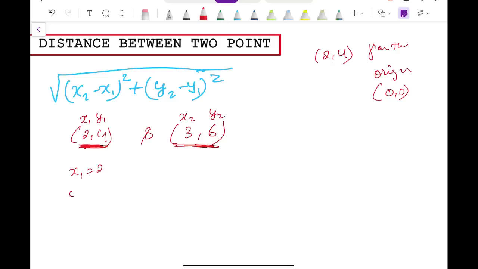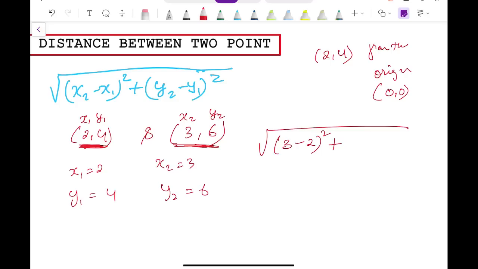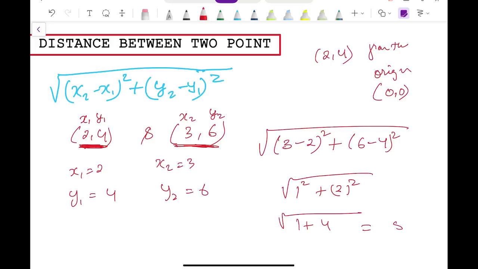So x1 is nothing but 2, y1 is how much? Is 4. x2 is nothing but 3, y2 is how much? 6. So the formula is root over x2 minus x1 whole square, plus y2 minus y1 whole square. So 3 minus 2 is 1, 6 minus 4 is 2, so 1 square is nothing but 1 plus 2 square is nothing but 4. 1 plus 4 is 5. So root over 5 is the answer here. The distance between this point and this point is nothing but root over 5.